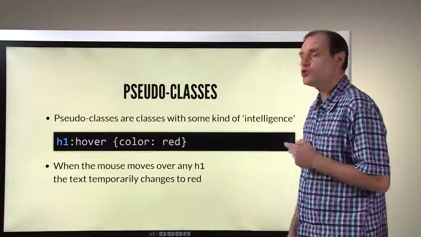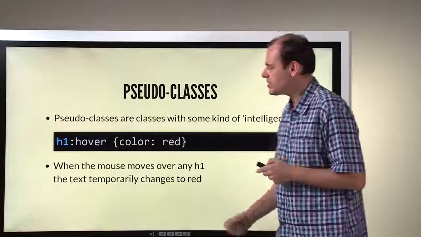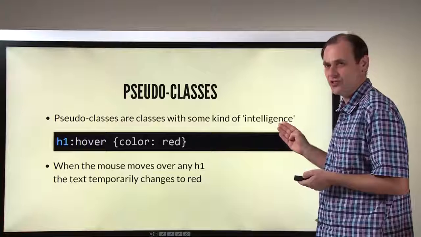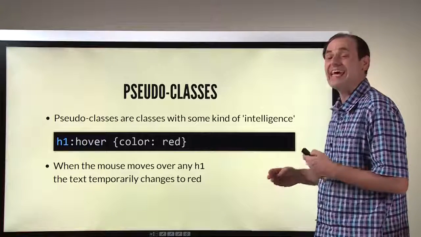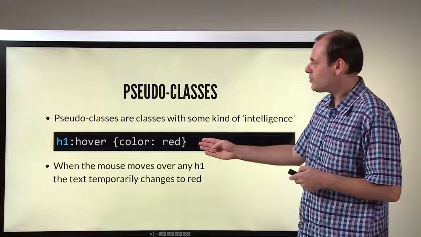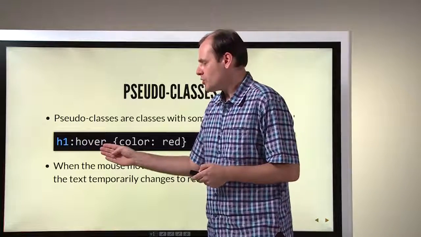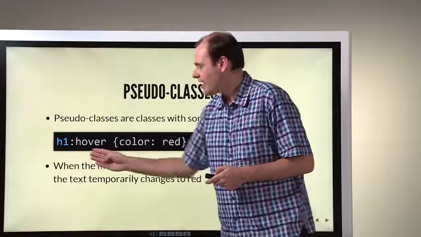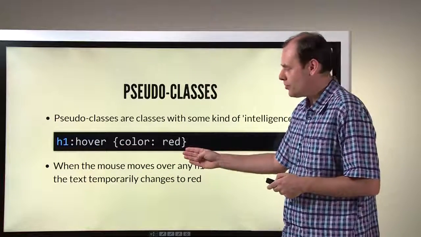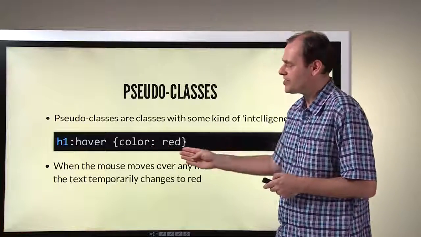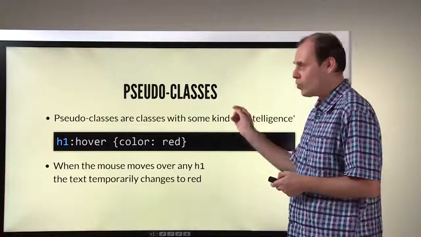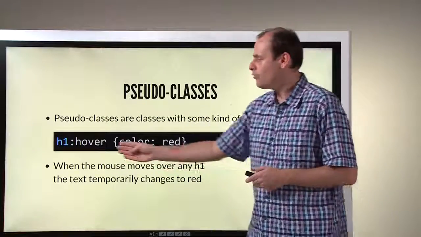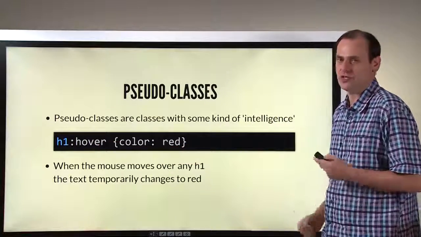Let's look at another subject, pseudo classes. So pseudo classes are basically classes with what I tend to say is some kind of intelligence, some kind of extra capability. So here's the first one, and it is hover. So it's saying when the user puts their mouse over heading 1, it will change to red. So put your mouse over heading 1, the color of the text will become red. Move your mouse away from the heading 1, it will go back to the previous color. So that's hover. So it's some kind of intelligence, if you like.